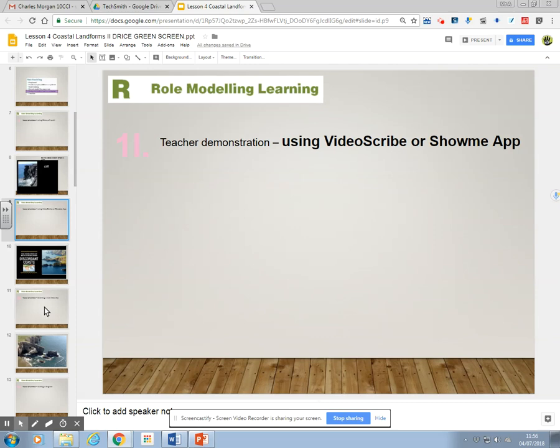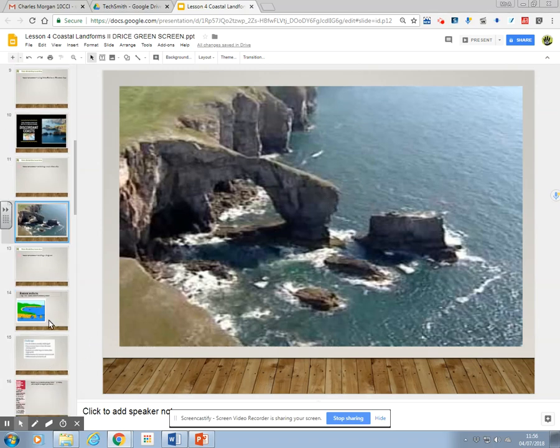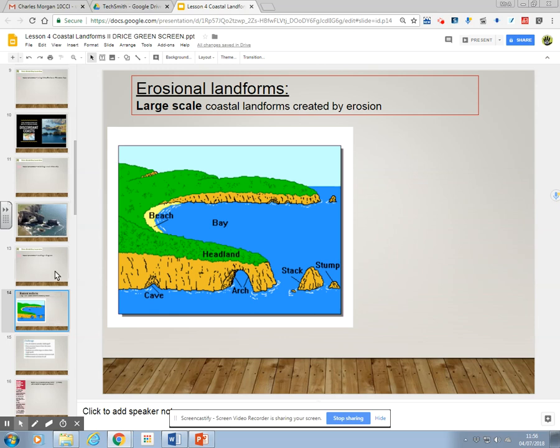Thank you. The third demonstration I do as part of role modeling is they actually watch a real life video clip where we go around the Pembrokeshire coastline. It's only a 2.5-minute clip, but it just shows them some of the features that they would find, such as the Green Bridge Arch there. And finally, the most traditional technique in geography to understand and recognize some coastal landforms is through diagrams. So we talk about this diagram briefly at the end.